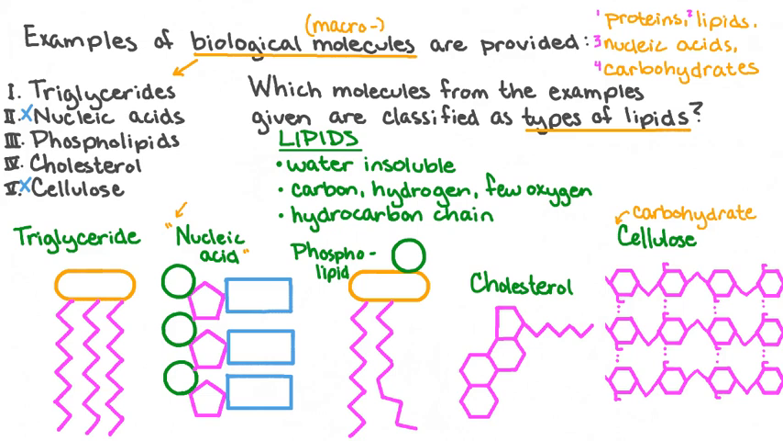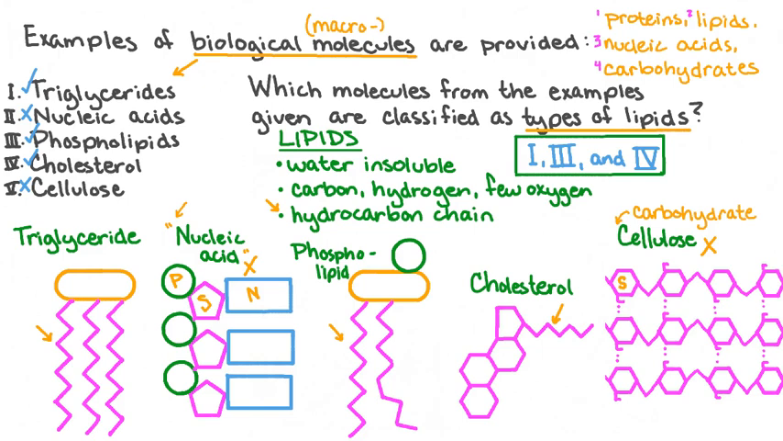The second thing to note here is that lipids are characterized by the possession of a hydrocarbon chain. We can see hydrocarbon chains in the triglyceride molecule, the phospholipid molecule, and the cholesterol molecule. Nucleic acids are composed of a phosphate group, a sugar, and a nitrogen-containing base. They do not possess hydrocarbon chains. And cellulose is made of a repeating pattern of sugars, also without hydrocarbon chains. Since triglycerides, phospholipids, and cholesterol possess hydrocarbon chains, we know that they are classified as types of lipids.